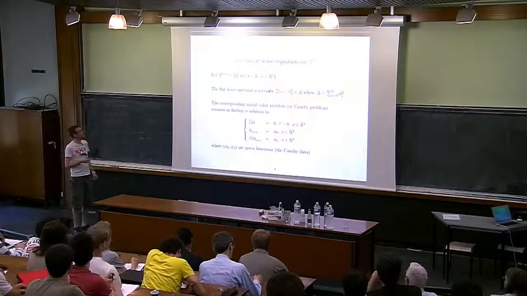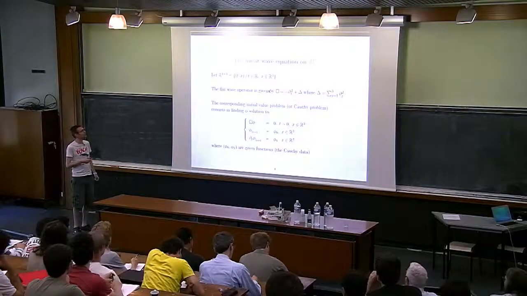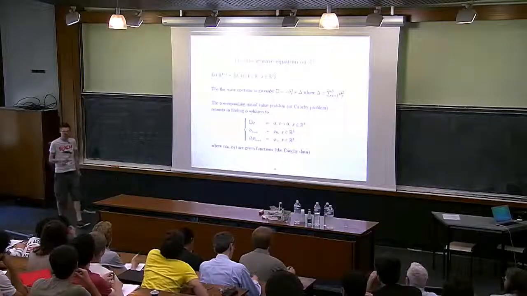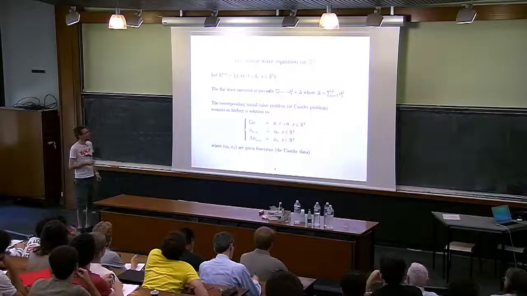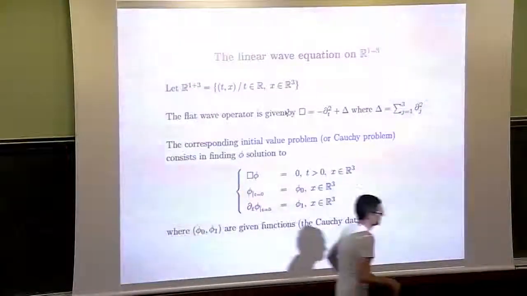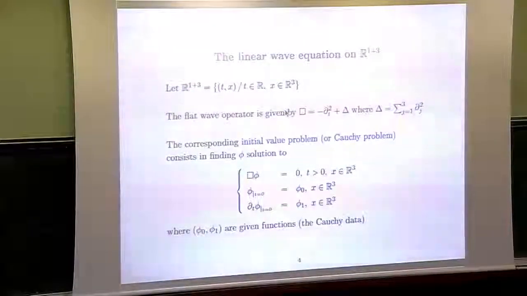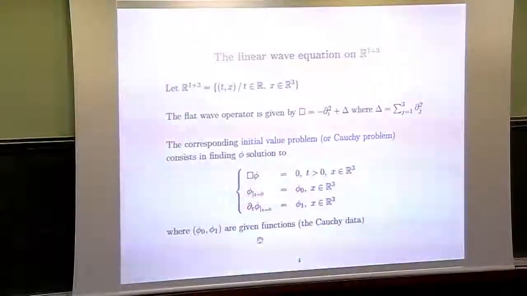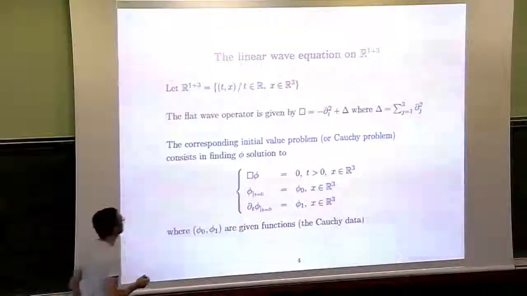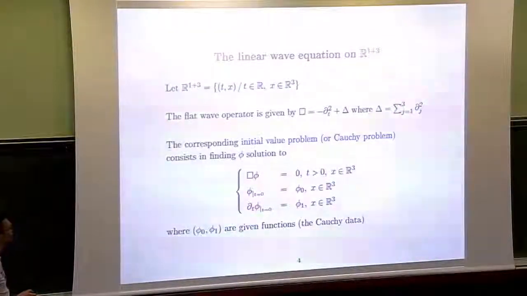So everything will be in R^{1+3}, 1 for time and 3 for space, because that's relevant to the Einstein equation, that's the physical dimension. Let me start with the flat wave operator. The flat wave operator is minus dt squared plus the Laplacian.